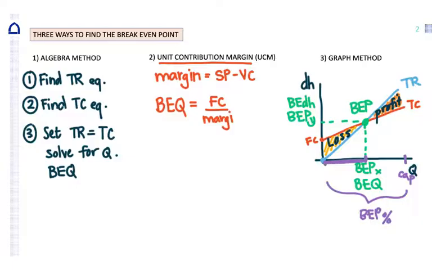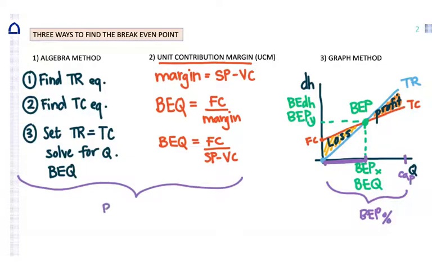But in this case, so we have it all in one equation, you can find the break-even quantity by just dividing the fixed cost over the selling price minus the variable cost. Either of these methods will get you to the break-even quantity. Then after that point, if you want to find the break-even amount in dirhams, then you just take the selling price times the break-even quantity you just found.